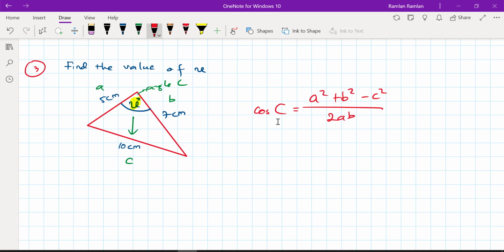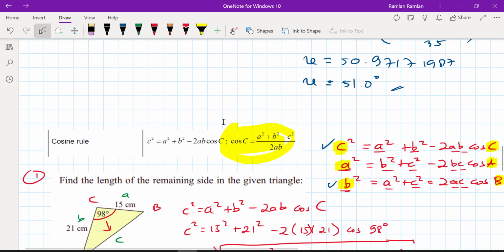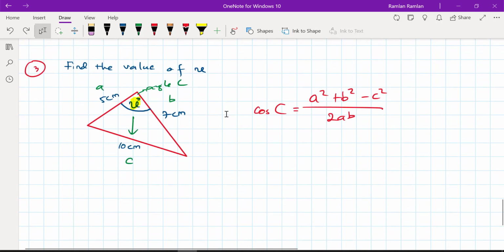Basically this is from here, just changing the subject into cosine C, but you don't really need to know about it because the formula is already provided. The next step is just substituting everything. Because we want to know the angle C, here cosine C is going to be cosine X, because that is the one that we want to know.